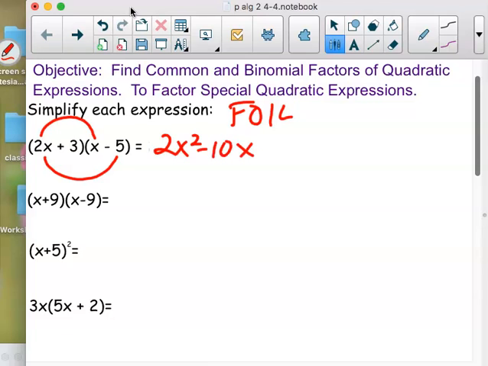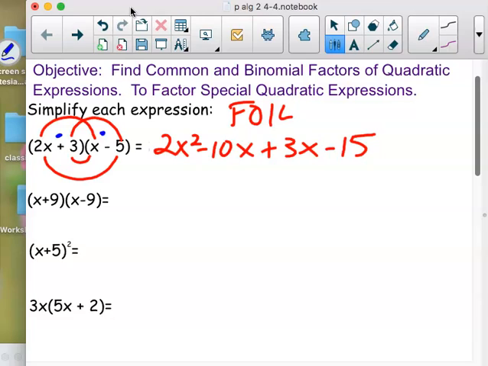Then we take inside times inside. 3 times x is going to be 3x. And then we take last times last. 3 times -5, which is -15. Now, if you're using this method, you're going to know that you're done when you can see a little FOIL guy. So there's a little FOIL guy right there. And we're not done with the problem, but at least that lets us know we have done FOIL.